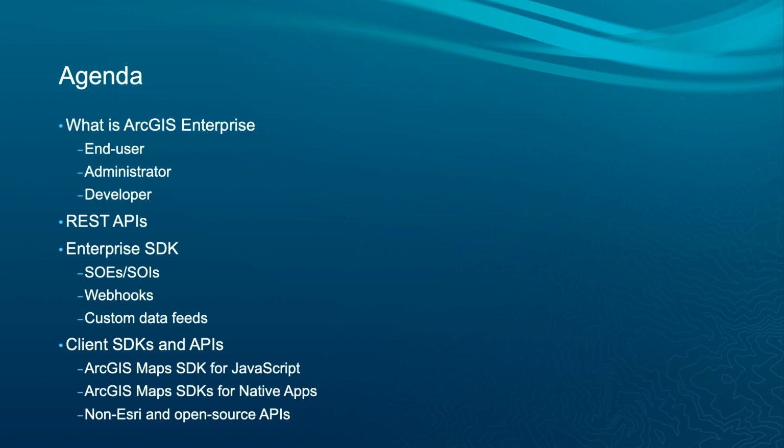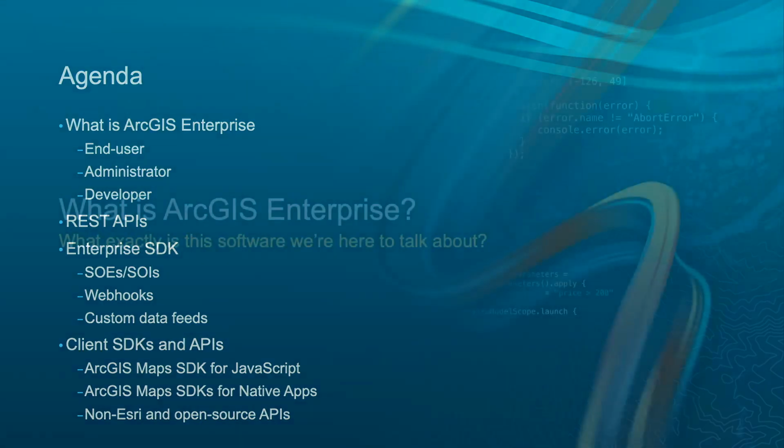We'll be talking through the REST APIs. Jill will take us through that section. And also the Enterprise SDK, an ability to extend ArcGIS Enterprise to better meet your needs. We'll talk through SOEs, SOIs, we'll talk through webhooks, and a relatively recent addition to Enterprise, custom data feeds. And then we'll close this session with client SDKs and APIs. We saw a lot of exciting demos earlier today in the plenary going through some of this technology, so we'll talk about your options there with Enterprise.